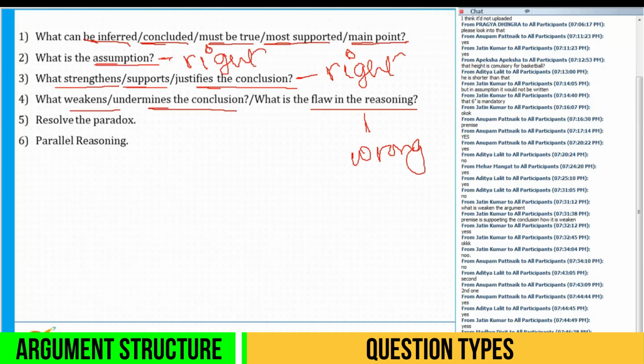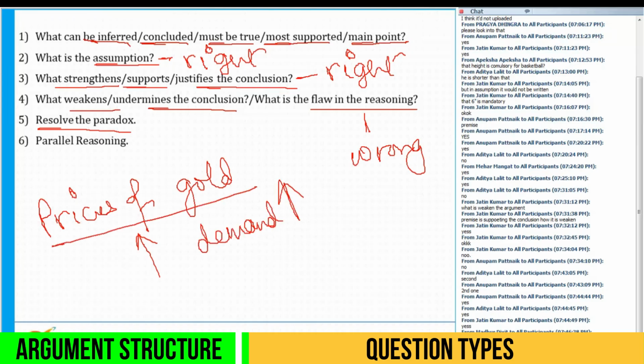sometimes they ask you to resolve the paradox. Some questions will ask you to resolve the paradox. For example, they will say when the prices of gold increase, very strangely the demand also increases. Because normally when prices of something increase, the demand decreases. But the paradox is that when the prices of gold increase, the demand also increases. What can be the reason behind this? So this is a paradox. So they will ask you to resolve the paradox. So what is the reason behind the increase in demand of gold? From the given options, you will have to select an answer which will give you a reason why the demand is increasing, even though the prices are increasing. That is how you resolve the paradox.